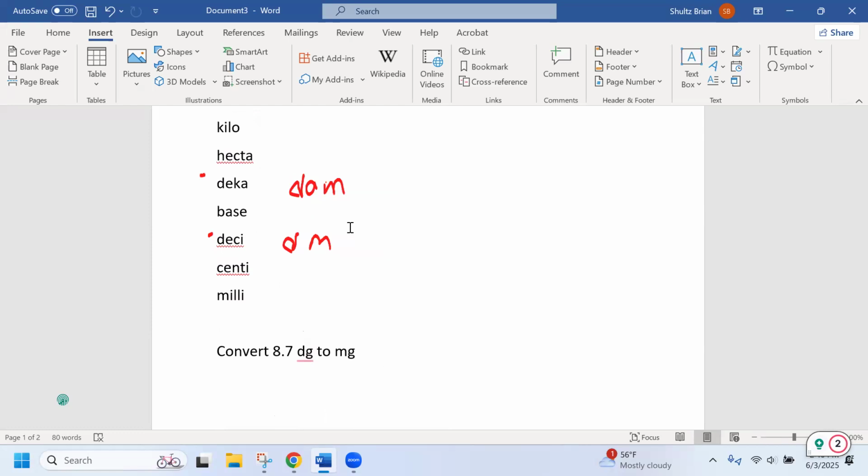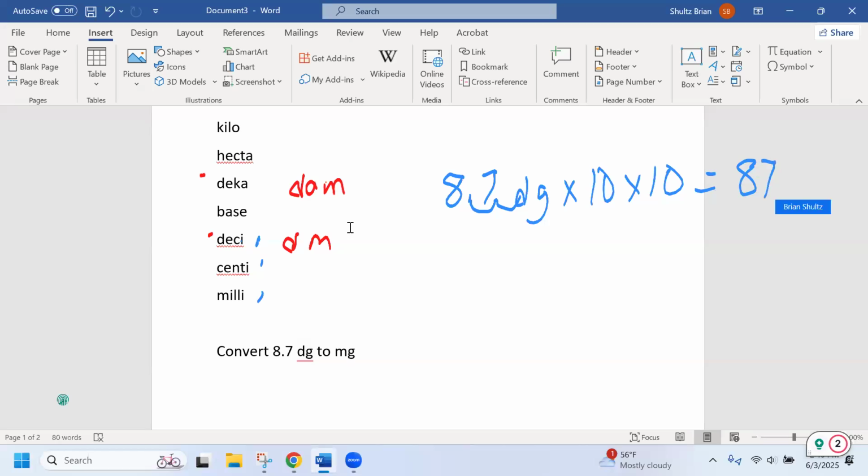So we're changing from decigrams to milligrams. We're changing from here to here. So 1, 2. I'm changing from a larger unit to a smaller unit, so I'm going to multiply by 10 twice. 8.7 decigrams times 10 times 10, or each time I multiply by 10, I move the decimal over. It equals 870 milligrams. Okay.